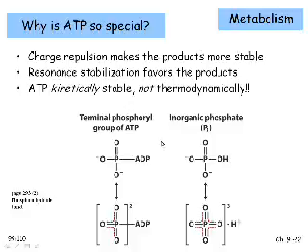A second characteristic of ATP is resonance stabilization. If you look at the terminal phosphate on an ATP, some resonance is possible. But if you look at a free phosphate ion, much more resonance is possible.